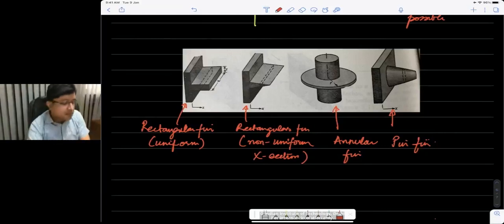This question will be better answered when we look at some calculations. I will show you where this may go wrong. Just adding a fin may not always mean that you are safe. That we will work out. So we will stop here.